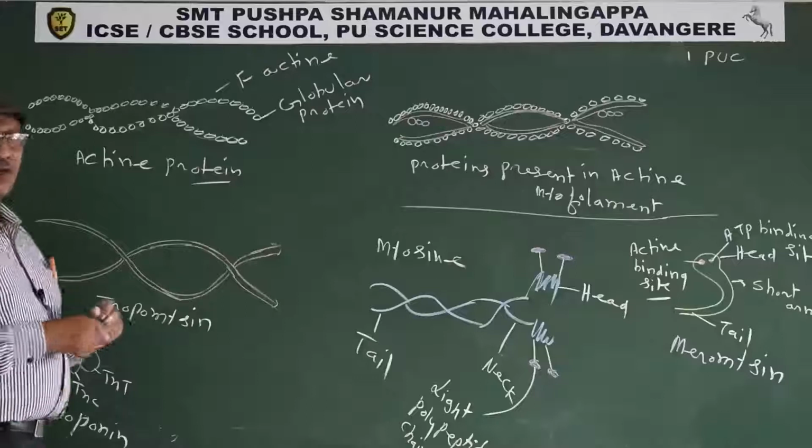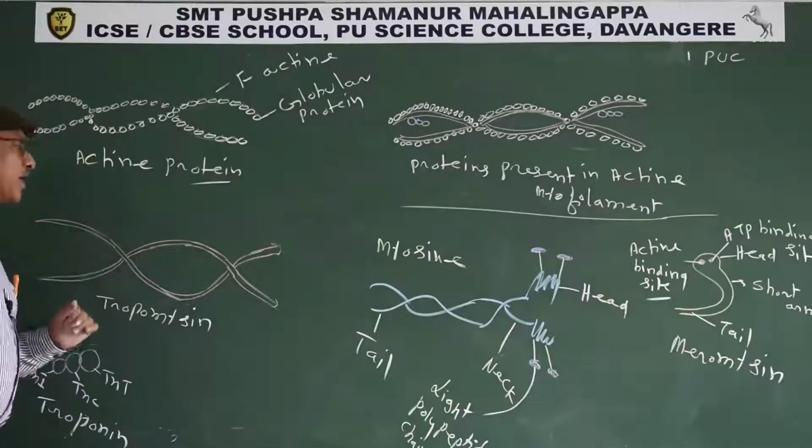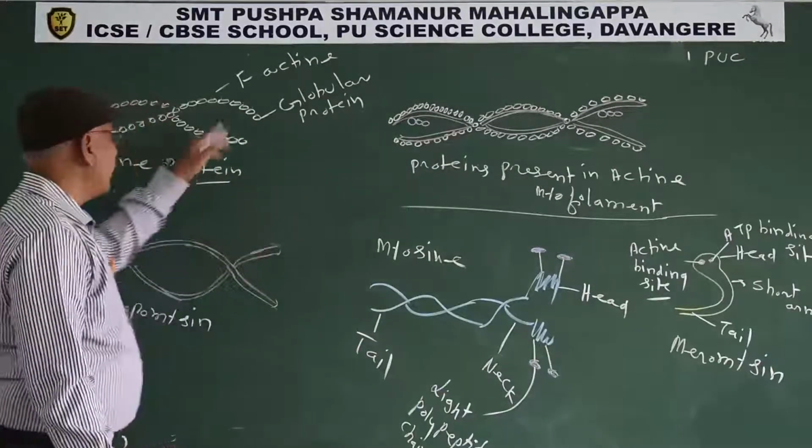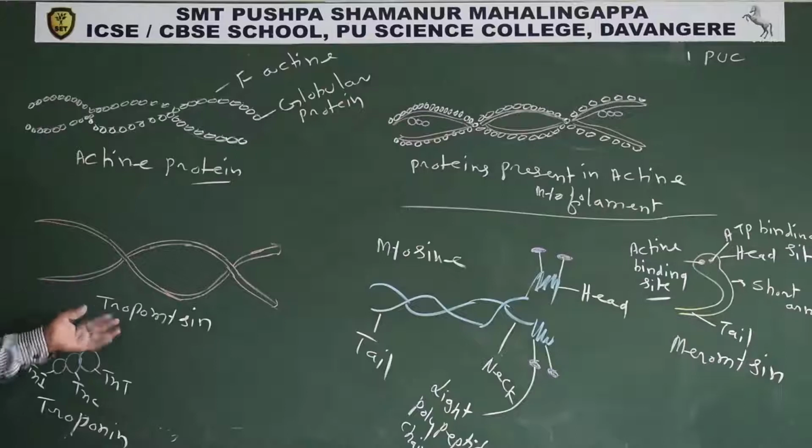Proteins present in the actin and myosin myofilaments. Actin filament contains three types of proteins: actin protein, tropomyosin and troponin.